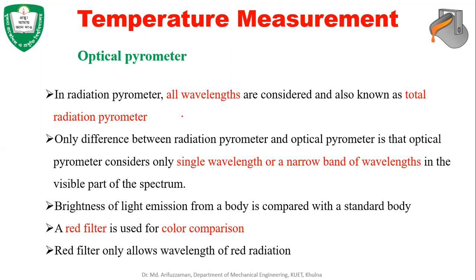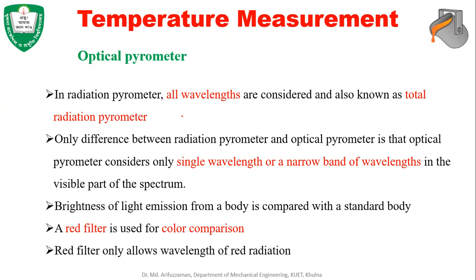There is no single wavelength, actually. It's a very narrow band. If you look at the wavelength bands, there is a huge spectrum, and from that, a very narrow band of wavelength is considered for the measurement of the temperature. And most interestingly, it uses a very simple technique.